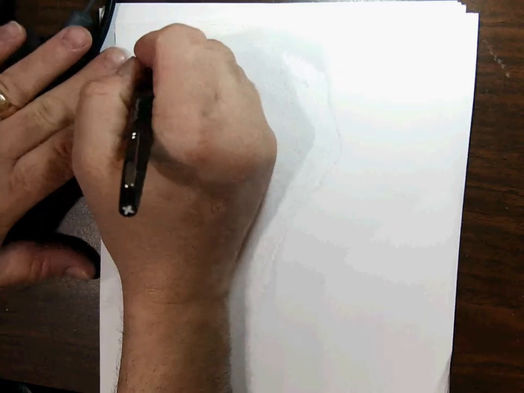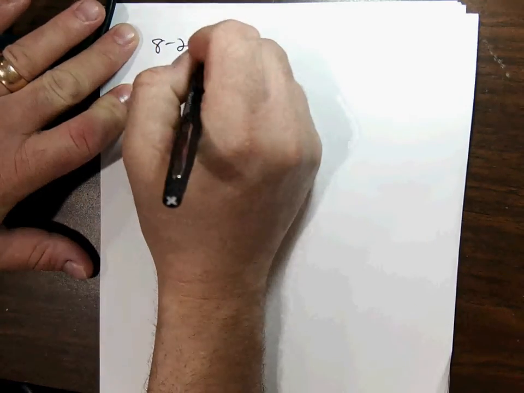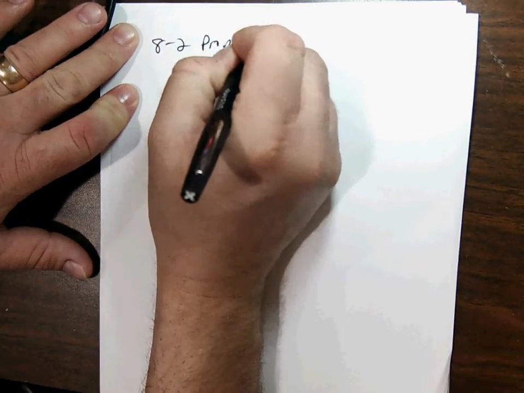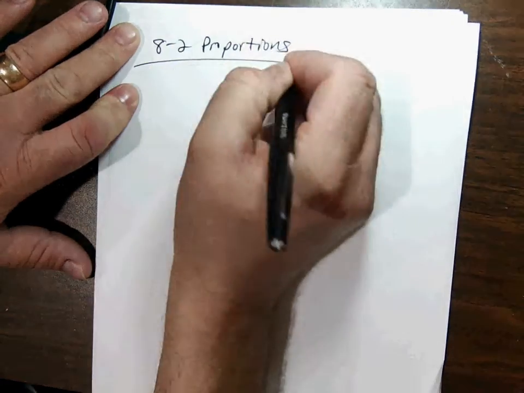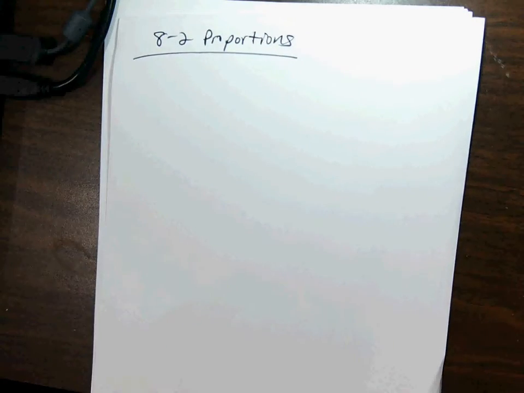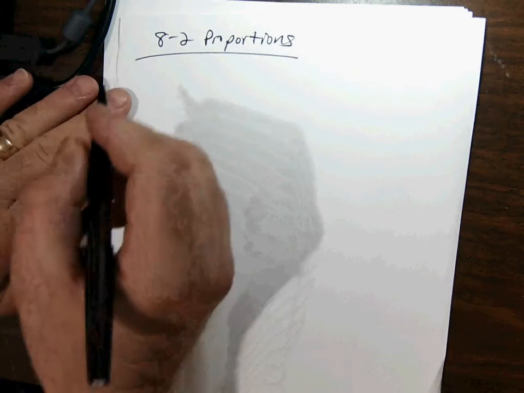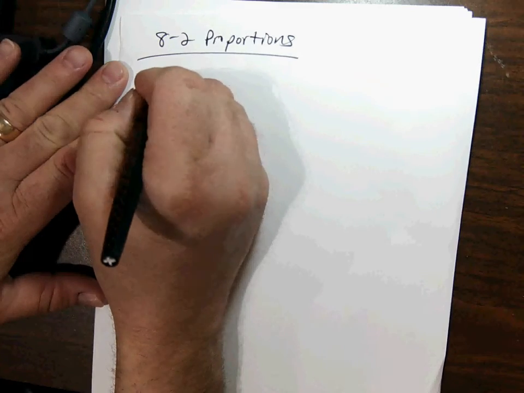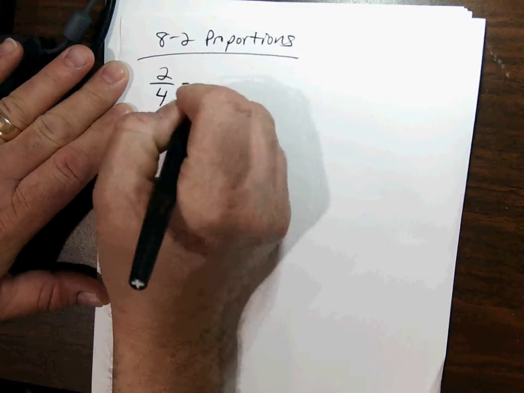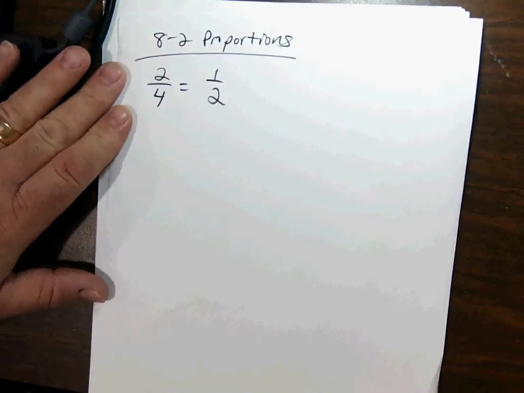Okay, section 8.2 talks about proportions. Real easy stuff, okay? Think of proportions as fractions because generally speaking, that's how we're going to write them, as a fraction. And we all know about fractions, right? We all know we can reduce fractions. We can take 2/4 and we can say that's equivalent to 1/2, right?